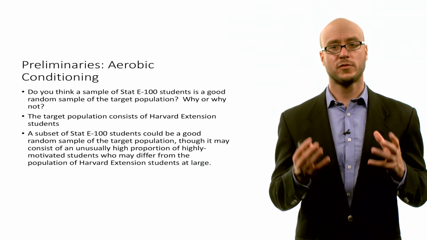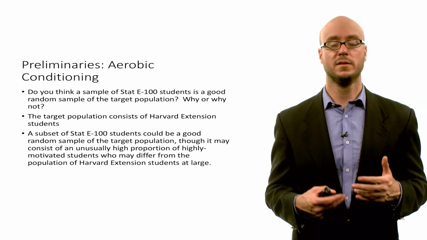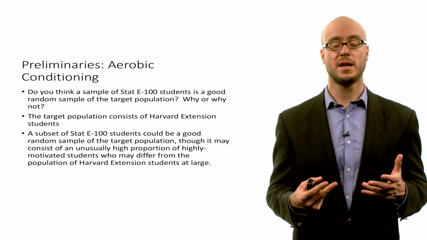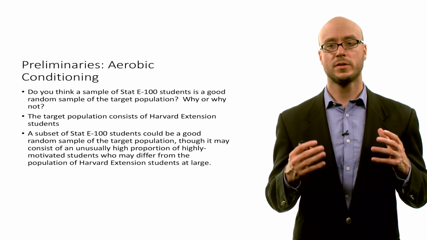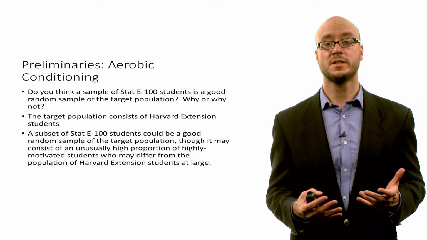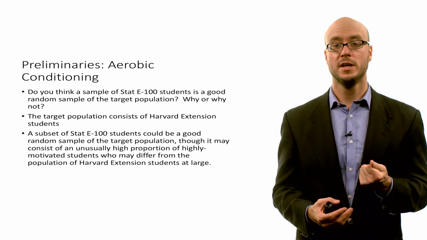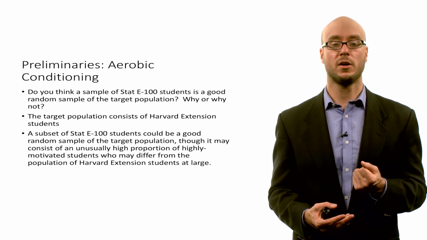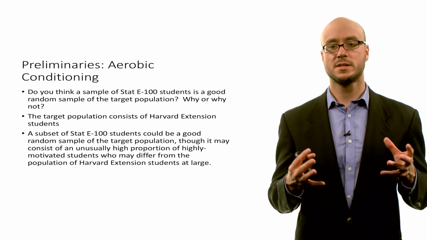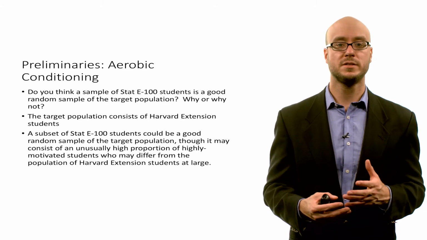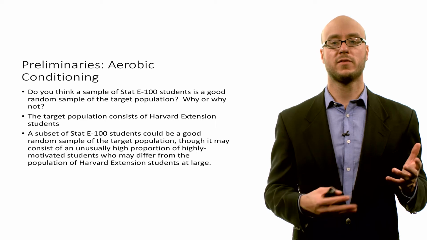So first of all, we might ask, do we think this sample of STAT100 students is a good random sample of the target population? Well, the target population consists of all Harvard Extension students. So the subset of STAT100 students could be a good random sample of our target population, but it may consist of a higher proportion of highly motivated students who may differ from the population of Harvard students at large. Key point is that for now we're going to treat this as a pretty good sample of our target population.